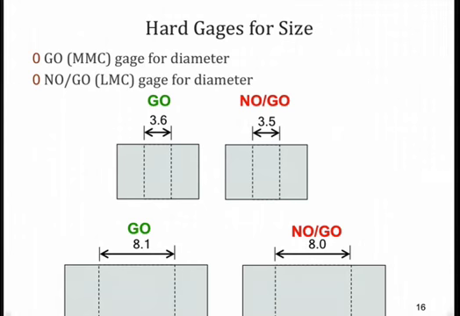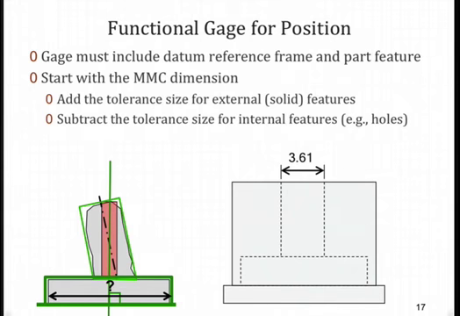Well, our hard gauges are exactly the same, so that hasn't changed. That's based on the dimensional characteristics. We still need 4. Now, if we want to check for our position with a hard gauge, or what we call a functional gauge, we have to include the datum reference frame and the part feature. So again, we'll start at the MMC dimension, and we will add our width of our tolerance zone to that because we have an external feature here. So we end up, as in the previous example, with our gauge having an internal feature of diameter 3.61.